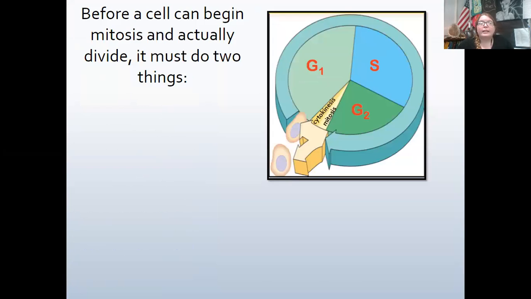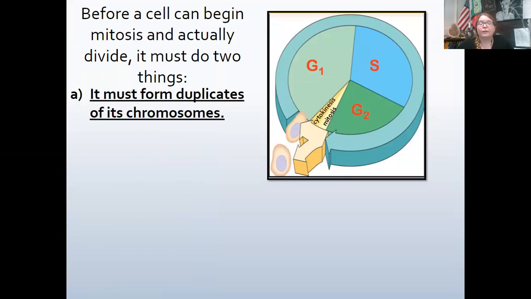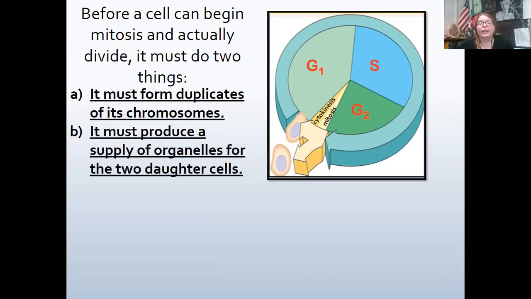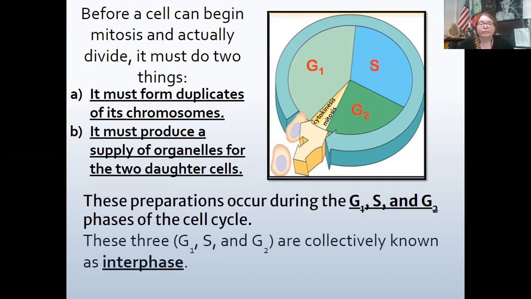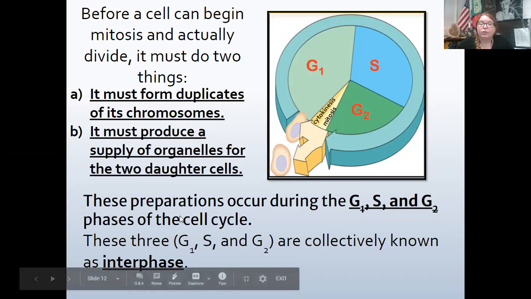Okay, so before a cell can begin mitosis and actually divide, it has to do 2 things. It has to duplicate all of its chromosomes so that each cell has a complete set. And then it has to produce enough organelles for the 2 daughter cells. These preparations happen during gap 1, S, and gap 2. These are collectively known as interphase. This is why there's 3 interphase labels on your activity, because around here, this arrow around G1, S, and G2, all of that is interphase. It's what happens between division steps.